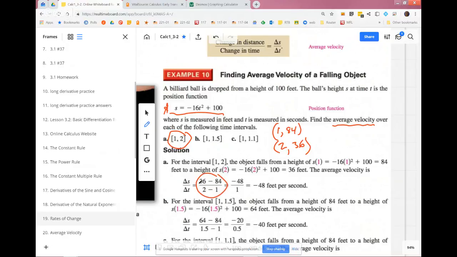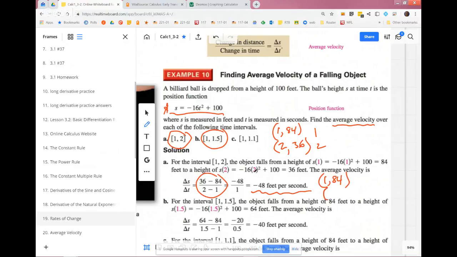They call this one point 2 and this one point 1. So y2, 36, minus y1, 84, over x2 minus x1. And here is the average rate of change from 1 second to 2 seconds. Let's just look at one more. The second one says, what's the average rate of change over that interval, from 1 to 1.5? Well, again, we already know 1, that's 84.